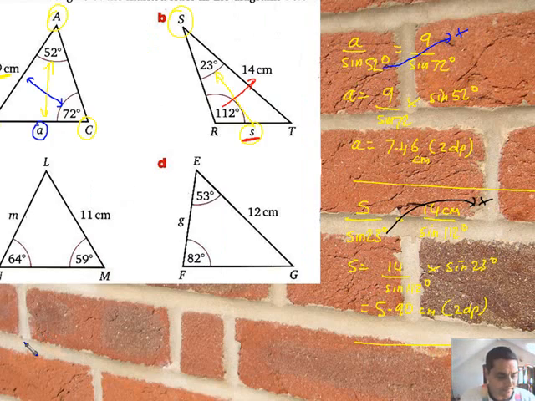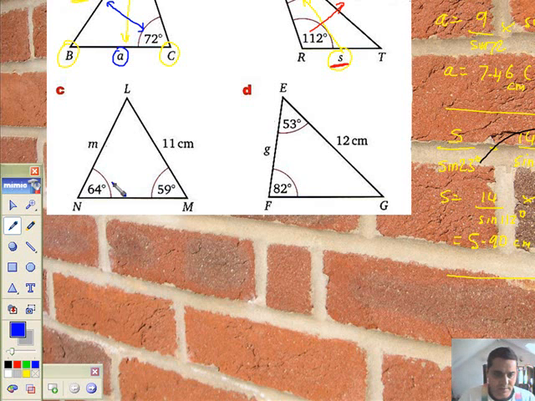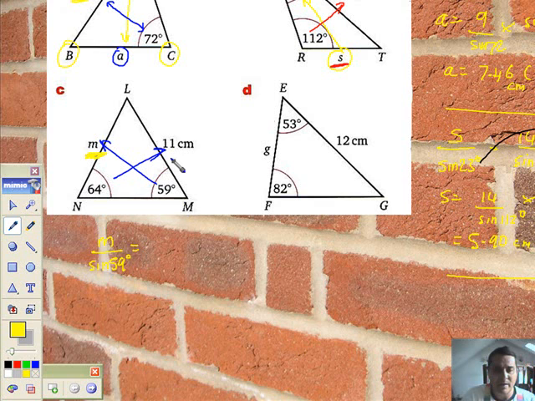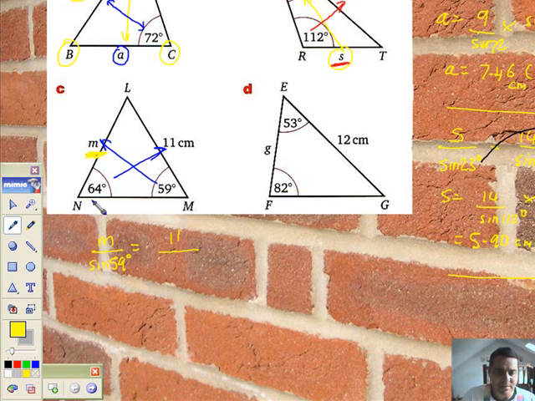What have we got then? We have got 64 that corresponds to that 11 there, and 59 that corresponds to that M there. Alright, dead easy. So I want M in yellow. M divided by the sine of 59, that's his angle, so to speak, is exactly the same as comparing 11 centimeters divided by the sine of his angle, which is 64 degrees.